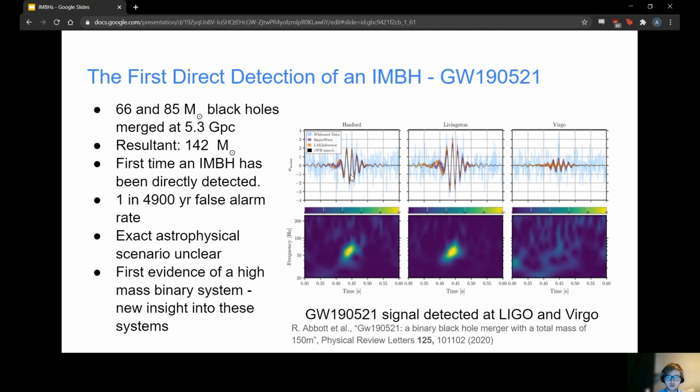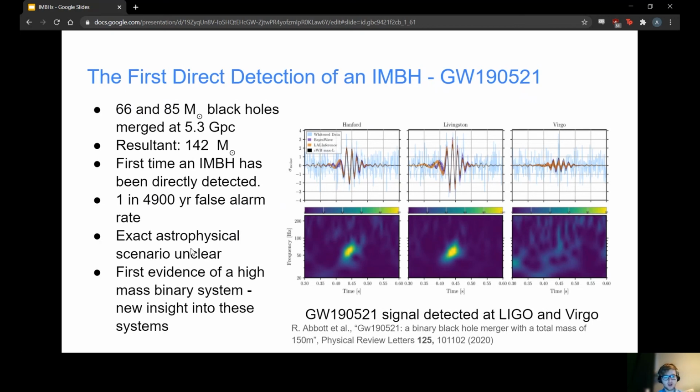You can see the sigma noise increasing much larger for the Hanford and Livingston LIGO detectors compared to Virgo. This is because they're much more sensitive, and it peaked at about 60 Hertz. The false alarm rate was 1 in 4,900 years, which is much higher than the very first detection, which was 1 in 203,000 years. So this shows how much worse we are at detecting these lower frequency intermediate mass black holes. The exact scenario behind it is unclear, partly due to this shorter signal.